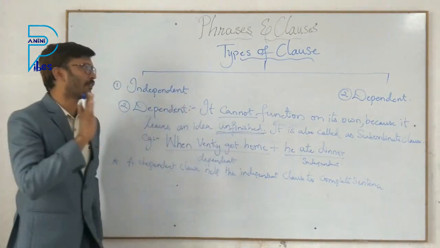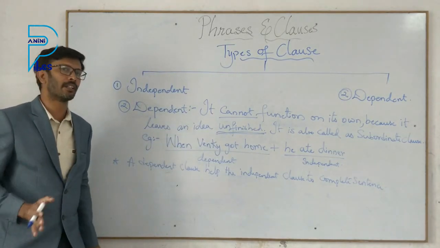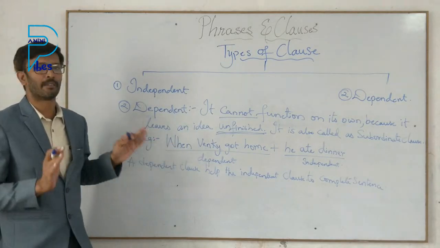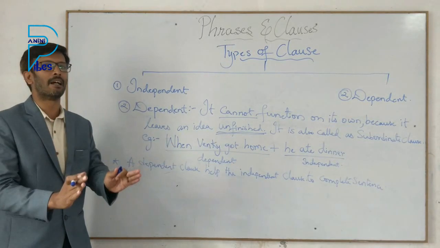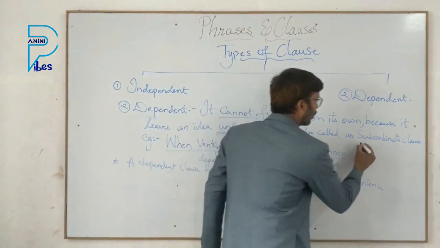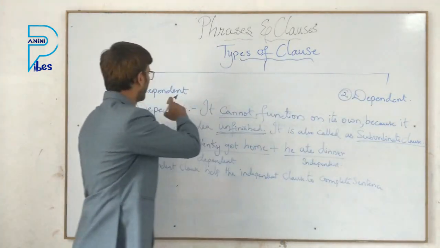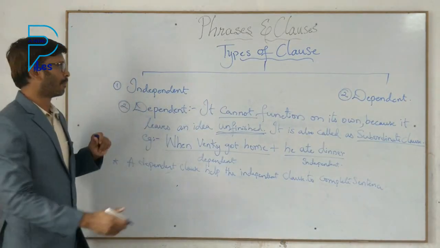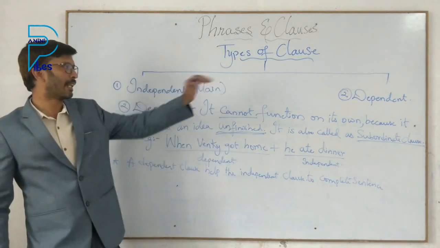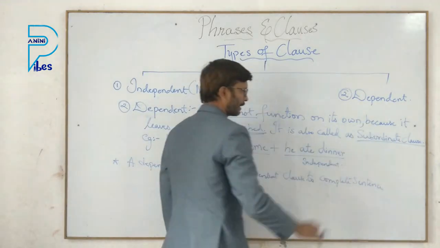As it is not functioning of its own and not giving its own idea of a sentence, that means the sentence is incomplete in this. It is also called as subordinate clause, as the independent clause is called as main clause and dependent clause is called as subordinate clause.